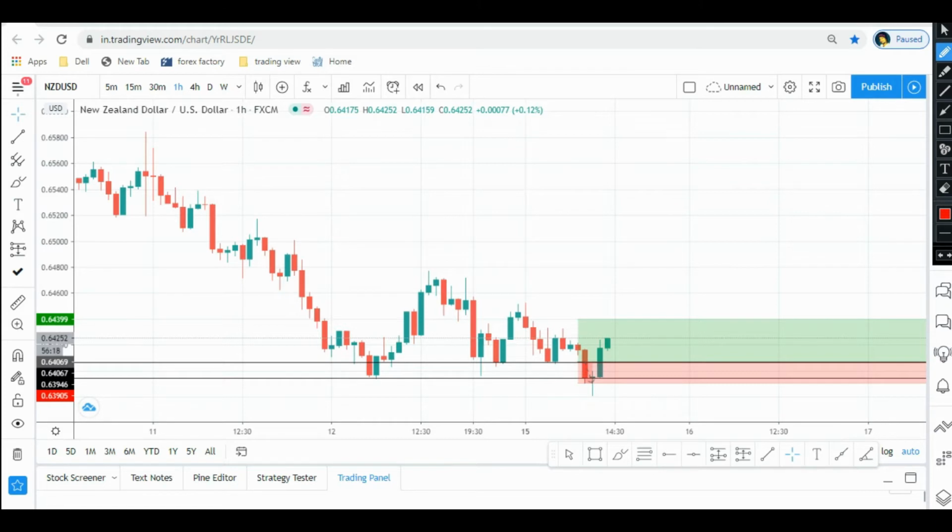And once I see the price candle close like this in the particular area, then I will simply close my trade in loss.